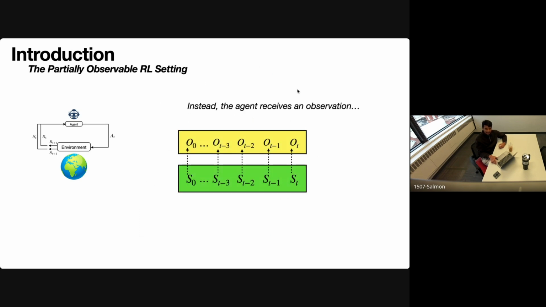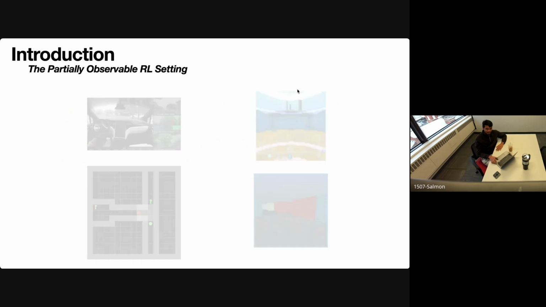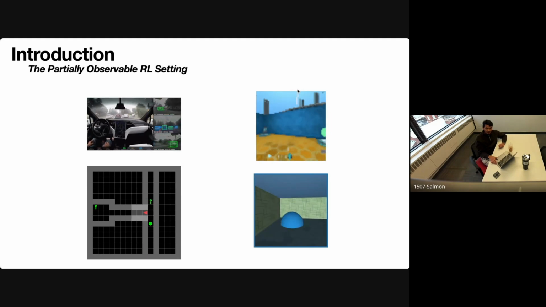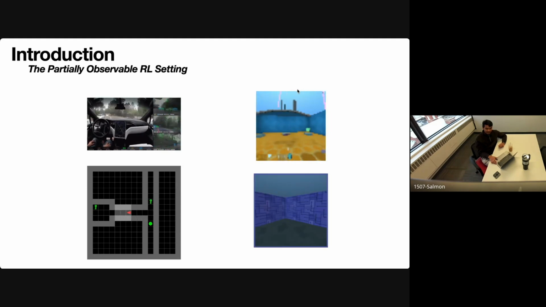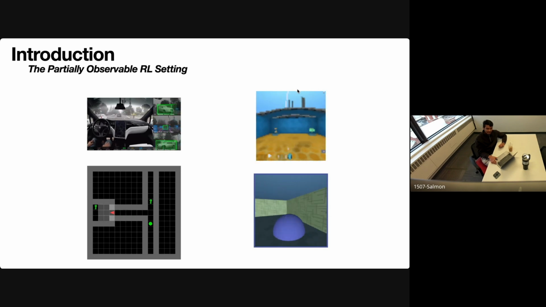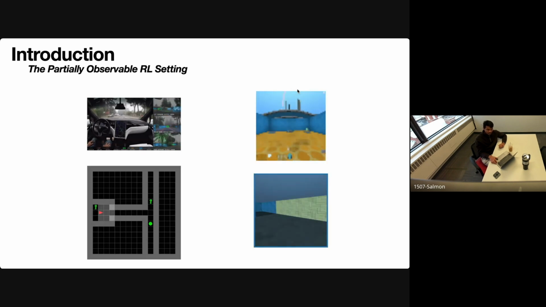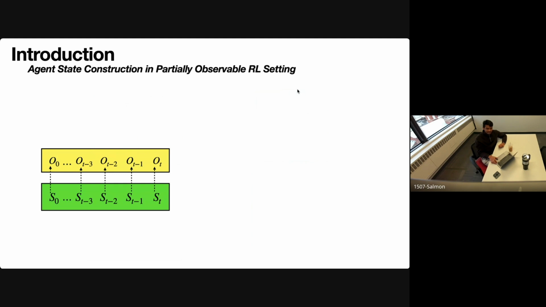Instead, what we see is the agent does not have full information about the world. Instead, it observes something called an observation, which only gives the agent somewhat partial information about the world. Examples of this setting could be an agent trying to drive a car, or an agent trying to navigate a 3D maze, or an agent in a 2D world which has limited observability of the entire maze. Agent state construction is a common problem studied in this kind of setting, which we collectively refer to as the partially observable reinforcement learning setting.